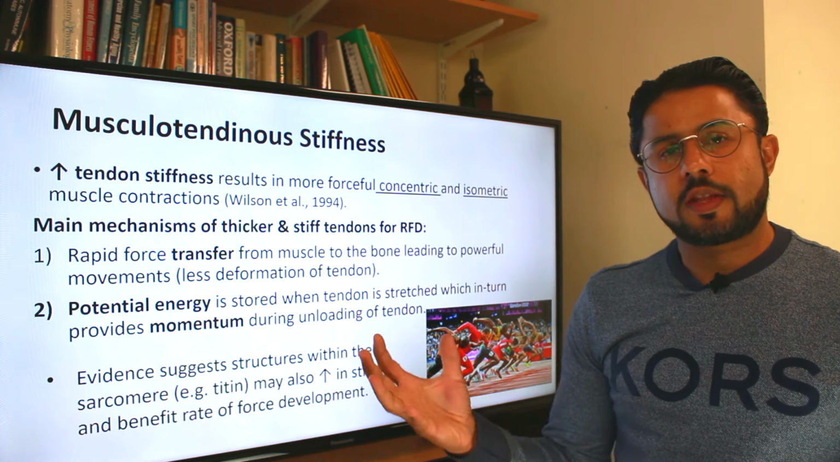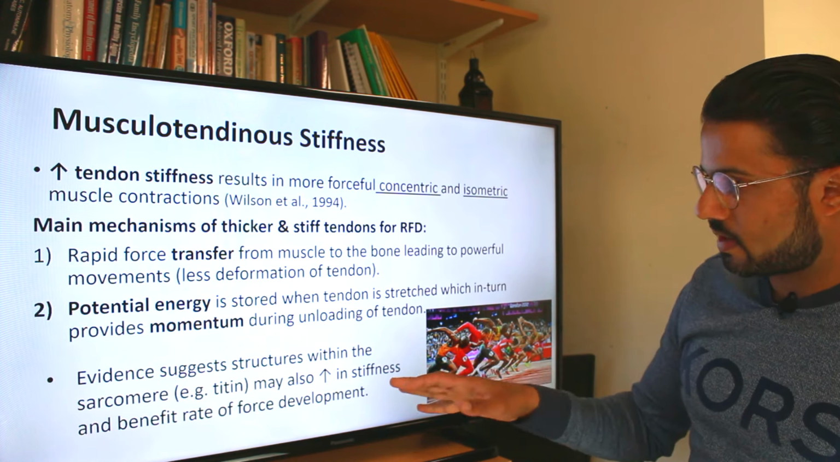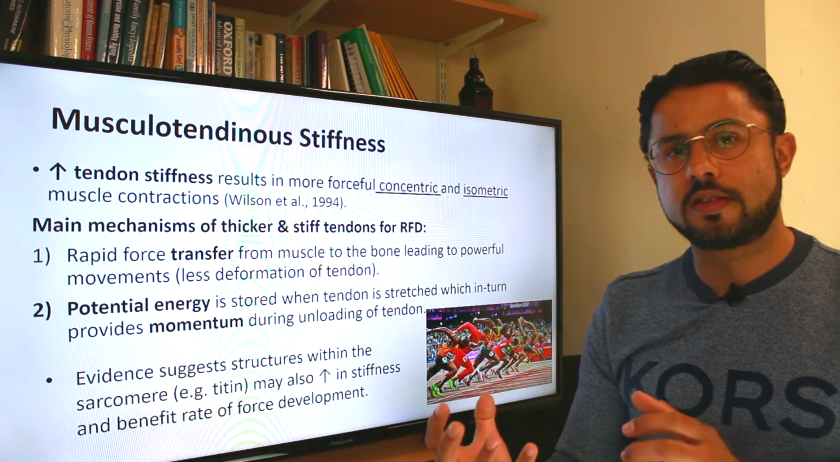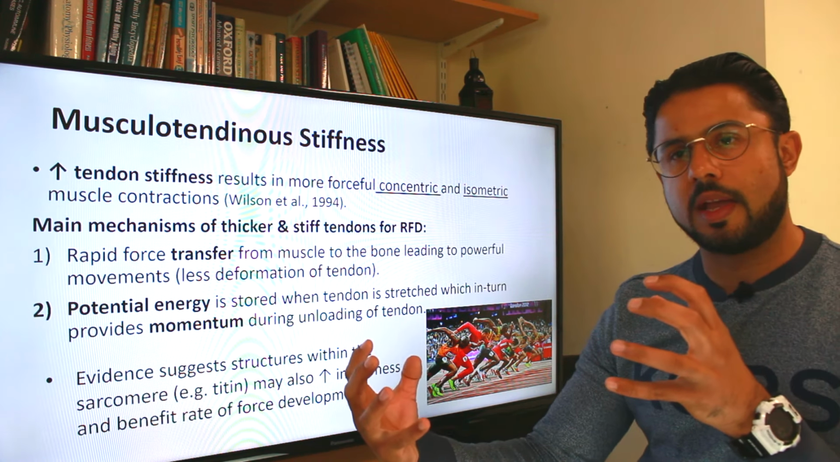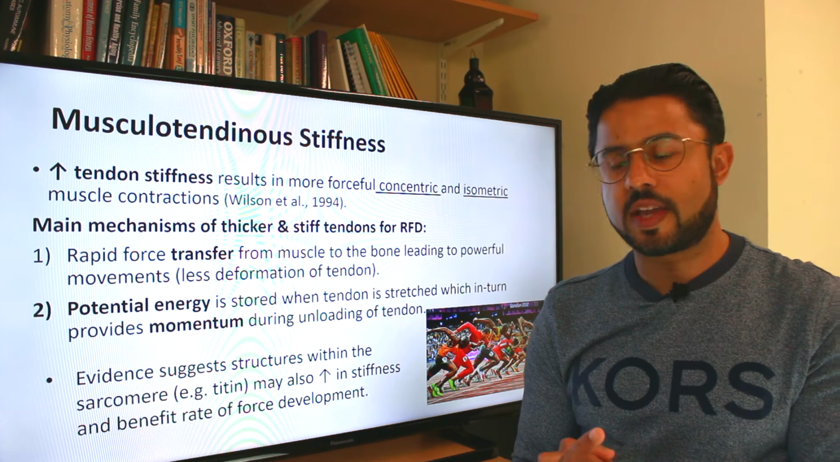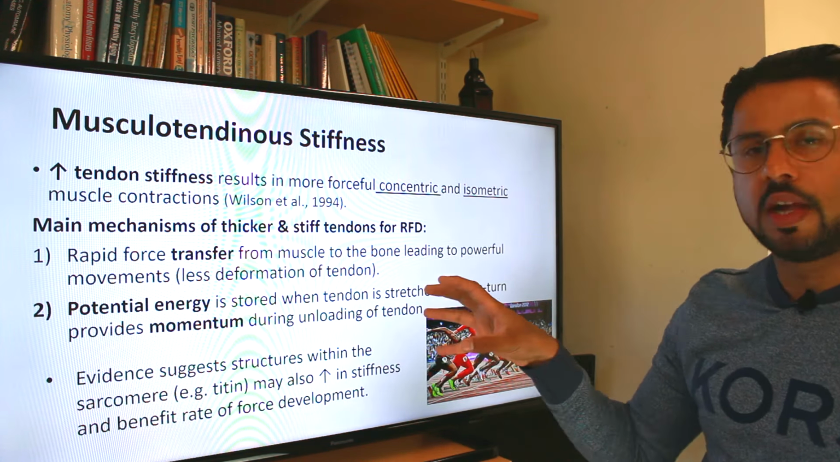Now, there is some scientific evidence to suggest that some structures within the sarcomere may also change. The sarcomere is the contractile element of the muscle that contains the actin and myosin and some other structures. So the actin, myosin and titin in particular may also increase in stiffness. So you have a stiffer sarcomere. Again, that increases rate of force development. Okay, so there is some research evidence to suggest there are some changes in terms of stiffness happening in the tendon and beyond the tendon as well. So those were some of the physiological changes in the muscle and the tendon.